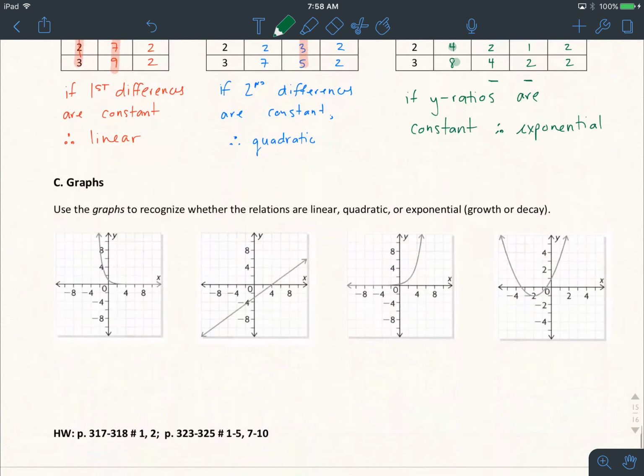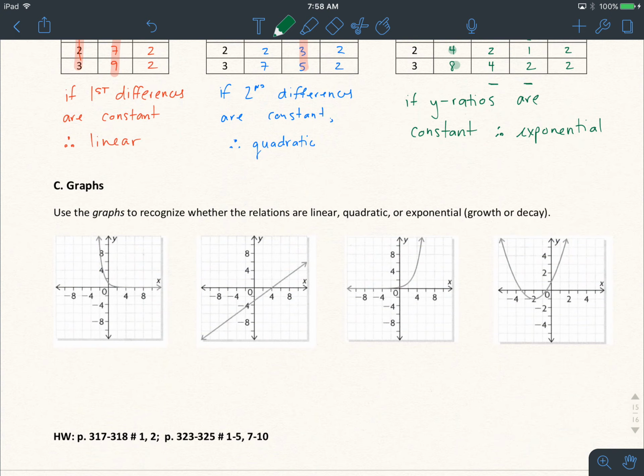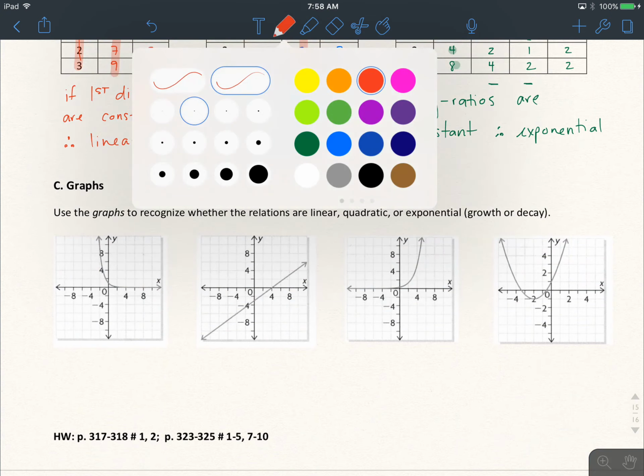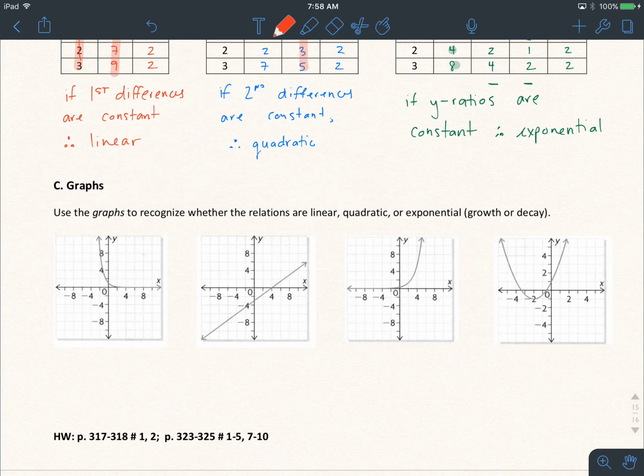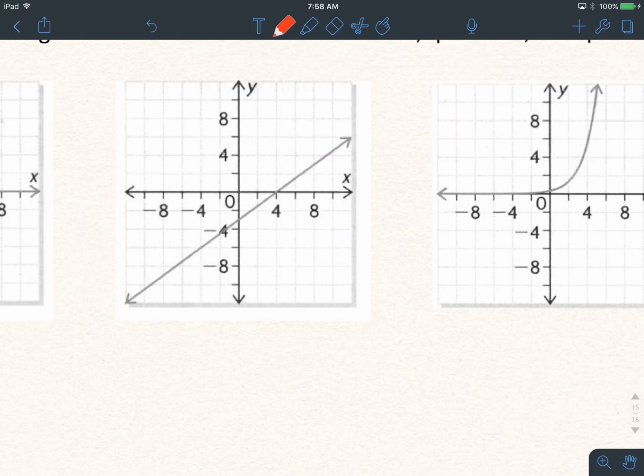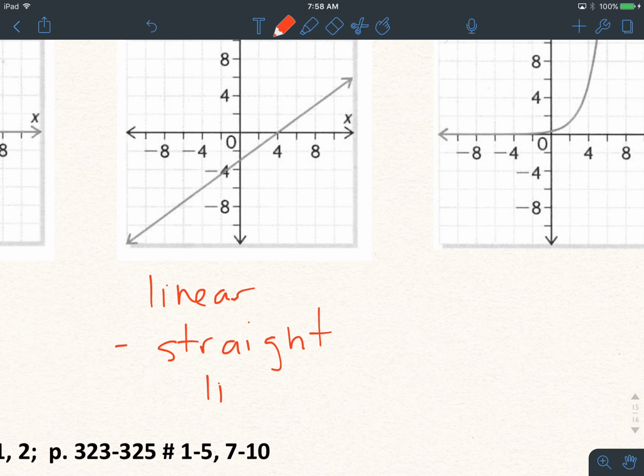And last but not least, we have graphs. Now graphs, I think a lot of students find this fairly easy. How do you identify a linear function by its graph? Well, we have it right here. It's linear, and it's going to be a straight line. Again, this one has a positive slope, could be negative. As long as that line is straight, a continuous straight line too, not something jaggy like this that's made up of straight lines, but a continuous straight line, then that's going to be linear.